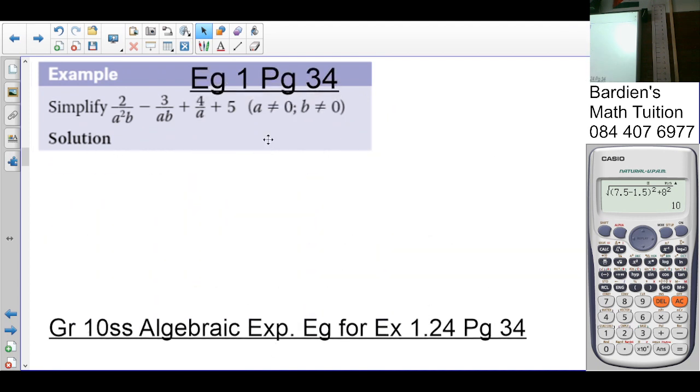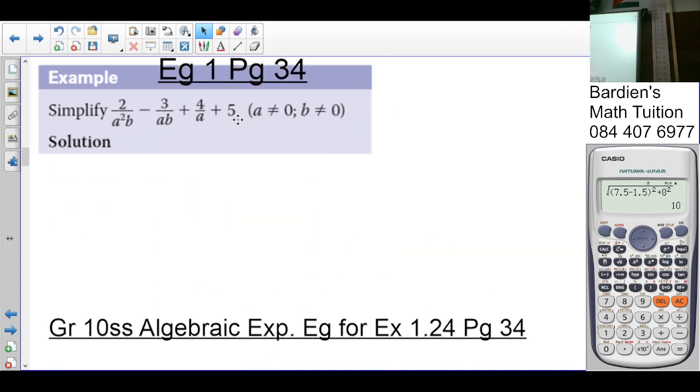Here we are asked to simplify. And this is how it's given in the exam. They wouldn't ask you to find the LCM only. They'll just say simplify, and you know you must find an LCM and all of those things. So looking at the denominators, you've got a squared b, you've got a, and the 5 is over 1. Why do you think they're telling you that a can't be equal to 0 and b can't be equal to 0? If the denominator is 0, the sum will be undefined.